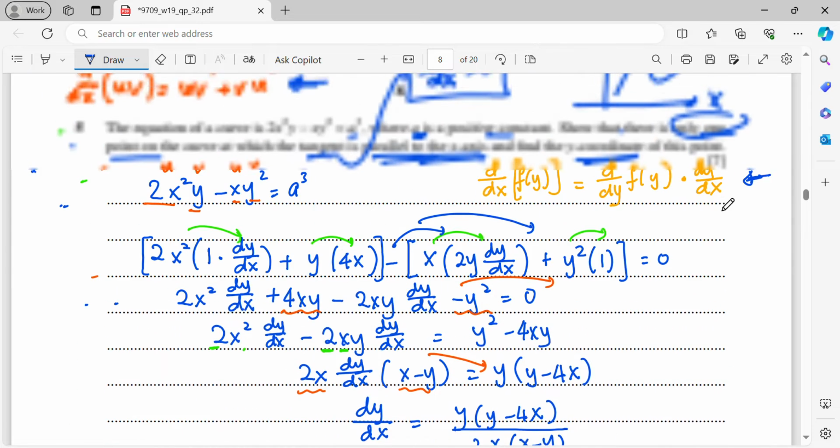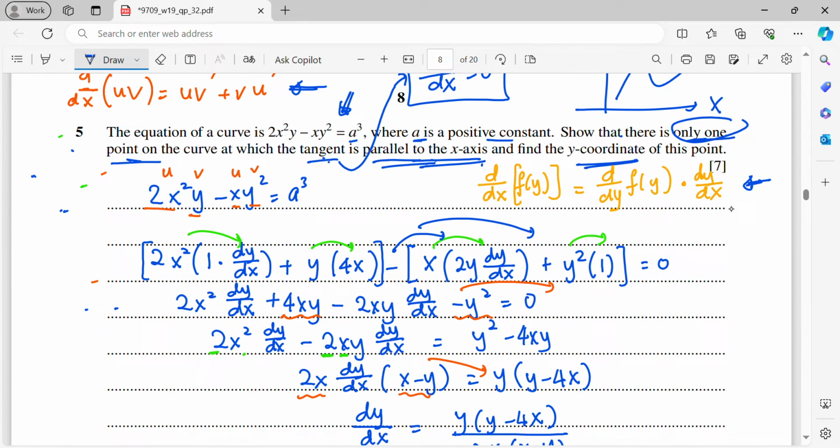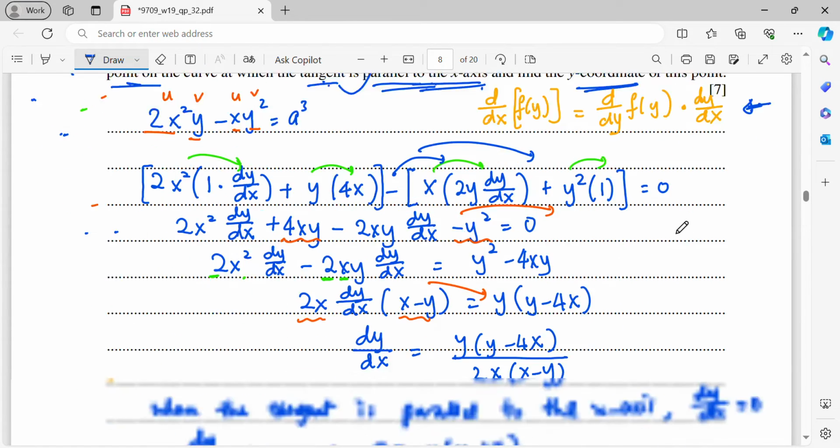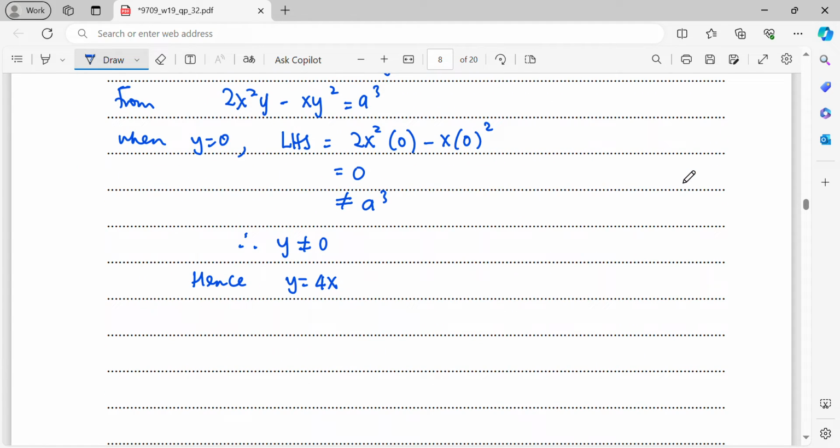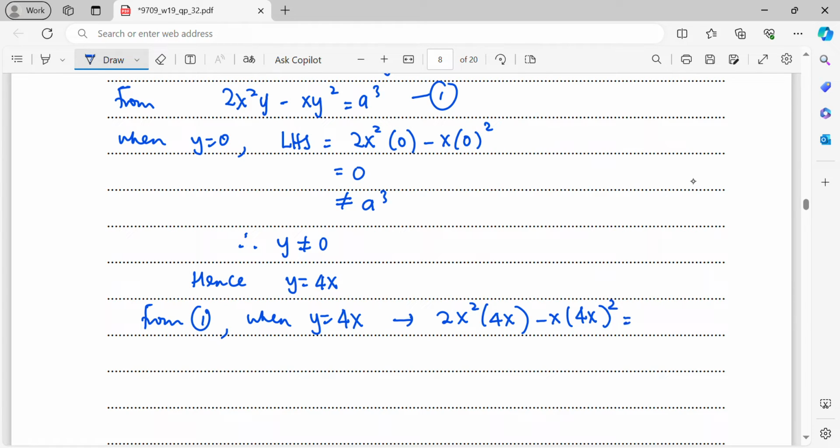Right, now, since we only get one y, you need to show only one point. Okay, so what about the x? How many x do we get? So now I will substitute back into this equation. Let's say I let this be the first equation. So from the first, when y equals 4x, I will get 2x squared times 4x minus x times 4x squared equals a cubed. Then for the first term, when you multiply, 8x cubed.